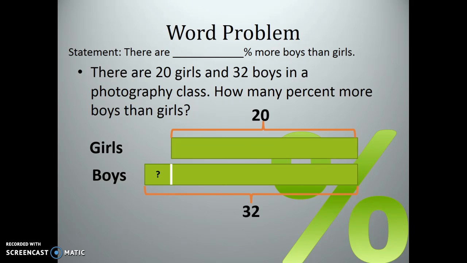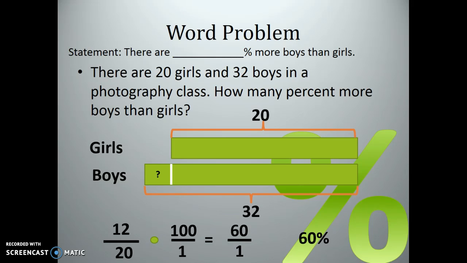So if we subtract 20 from 32, we're going to get 12, and we want to put that over 20 and then convert that to a percentage. So when we go through all of that work, we're going to get 60%, and our statement is there are 60% more boys than girls.